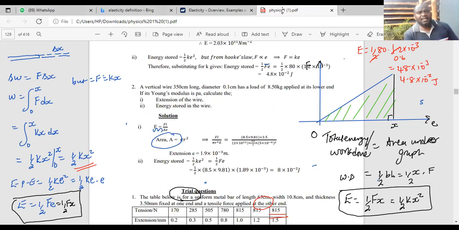Now take a look at this second number. There is a vertical wire 350 centimeters long. But why should I read? Someone should read for us. Mariam, read the question.